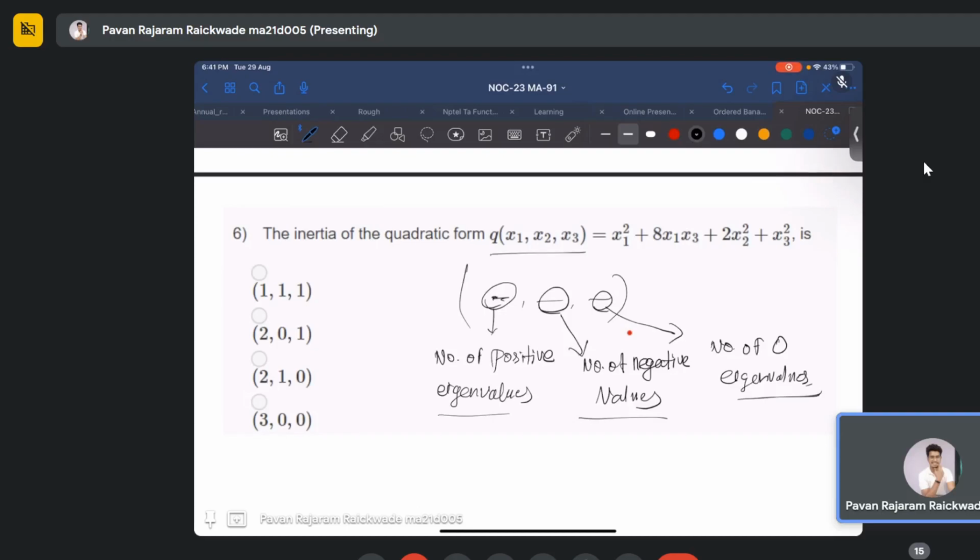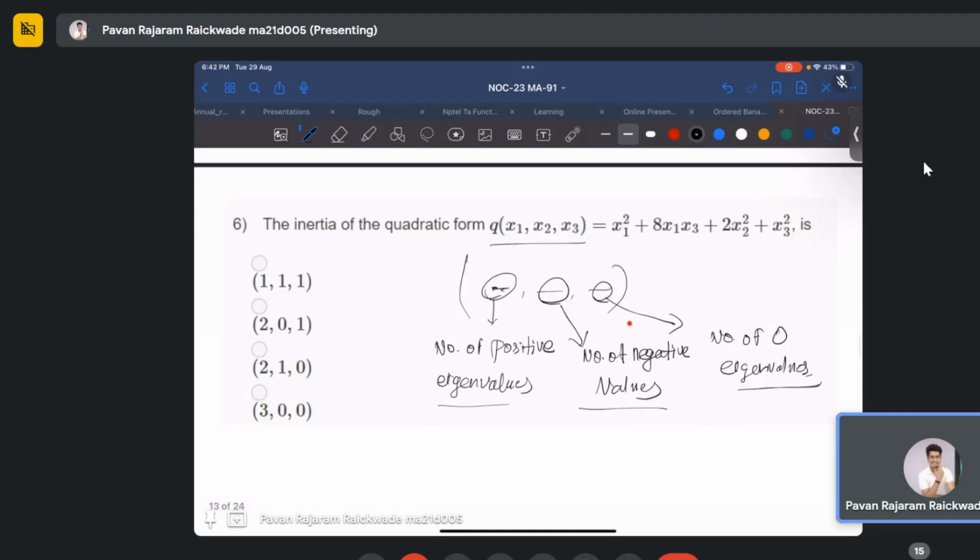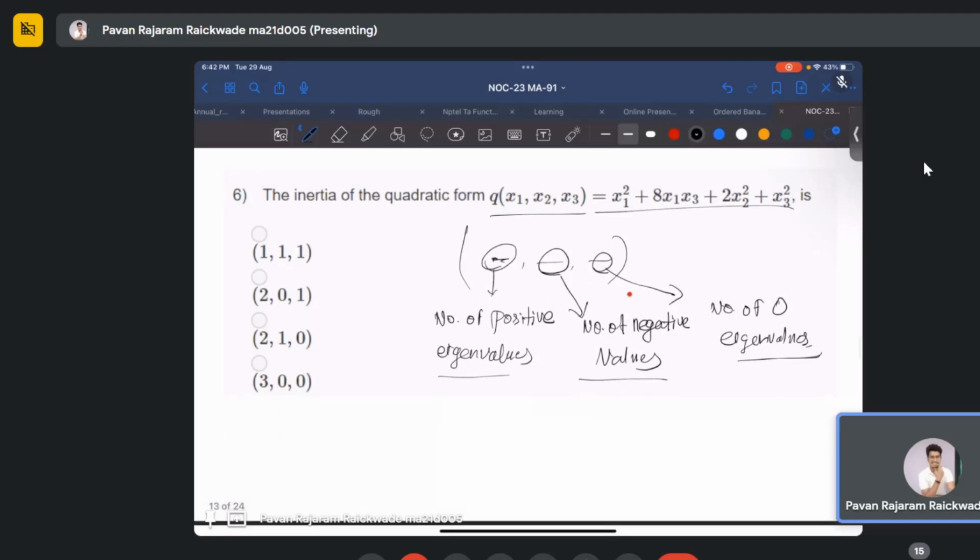Because for every quadratic form, you associate a symmetric matrix, in fact a Hermitian matrix. For every Hermitian or symmetric matrix, the eigenvalues are all real. Because of that reason, we can define inertia for a quadratic form. So let's calculate the eigenvalues of this matrix now.